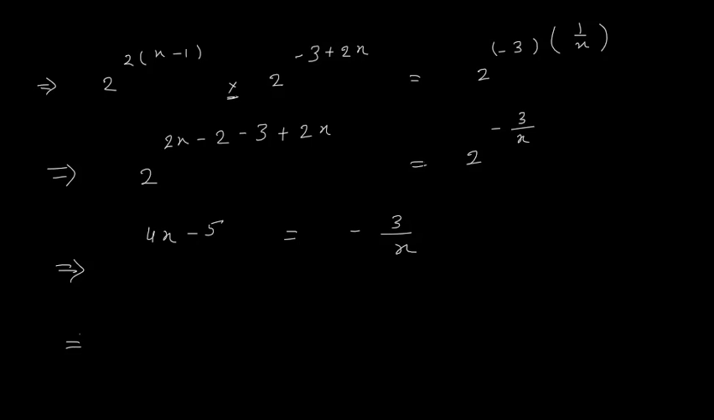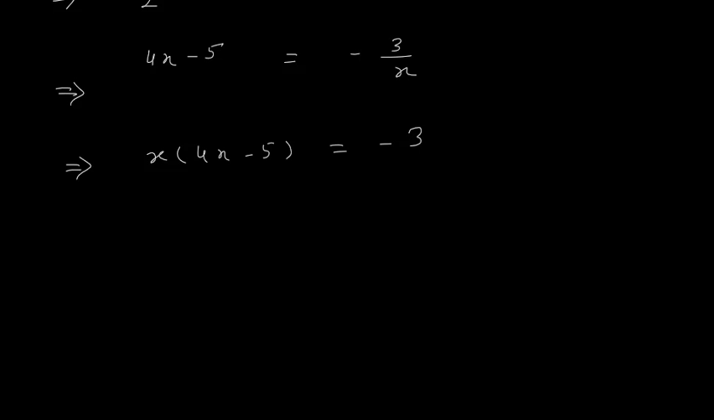So this indicates, or I will solve, I will cross multiply, so x into 4x minus 5 is equals to minus 3. So this indicates that 4x square minus 5x plus 3 is equals to 0. Now this is a quadratic equation. 4 3s are 12. We have to split 12. 6 2s are 12. 4 3s are 12.